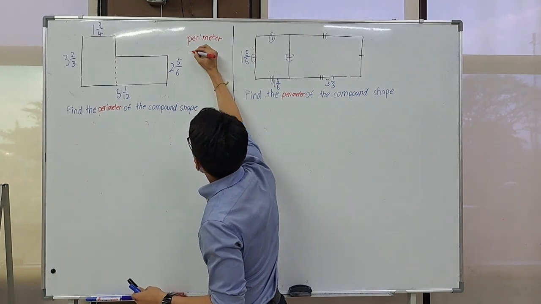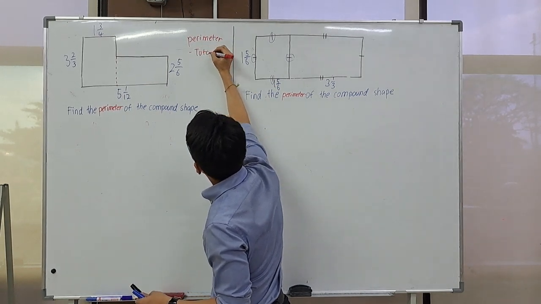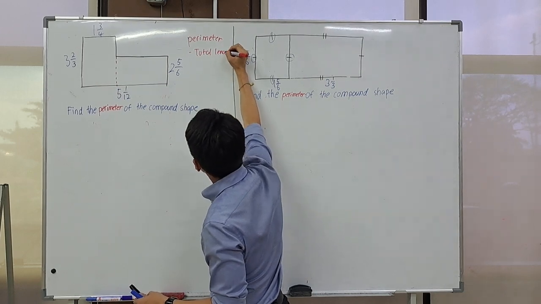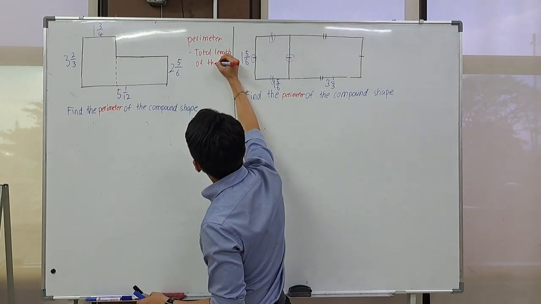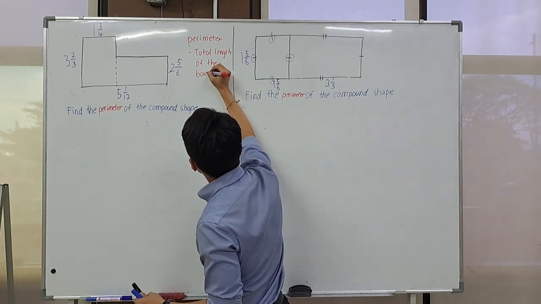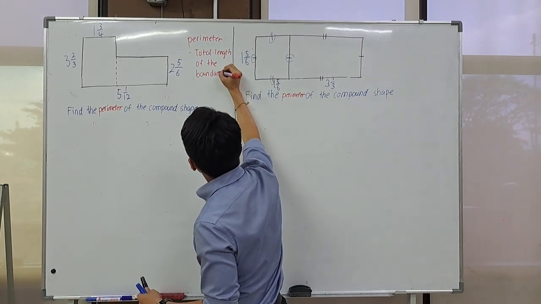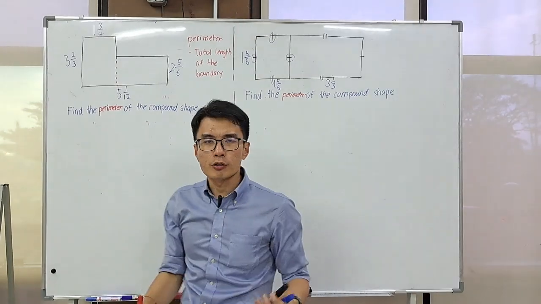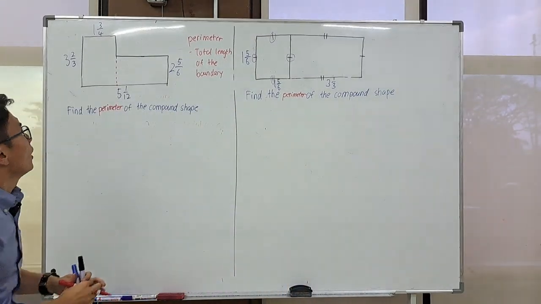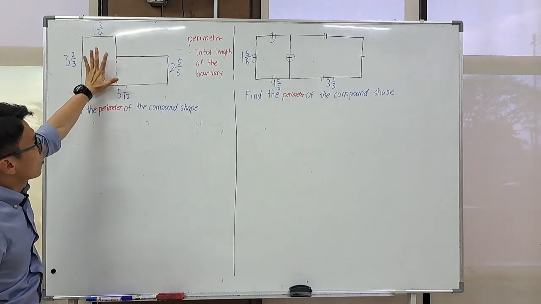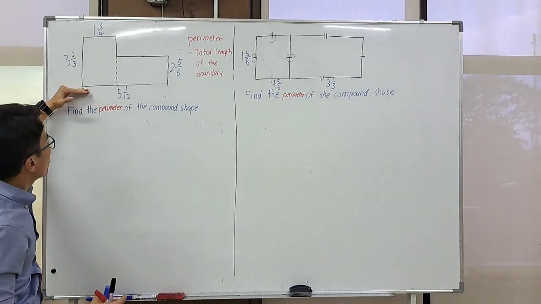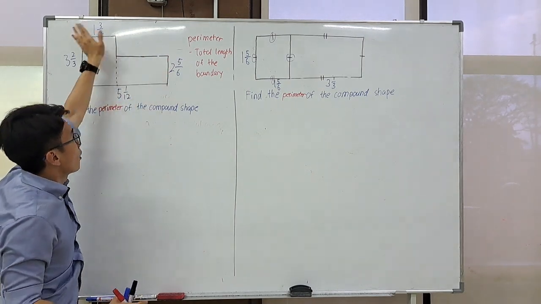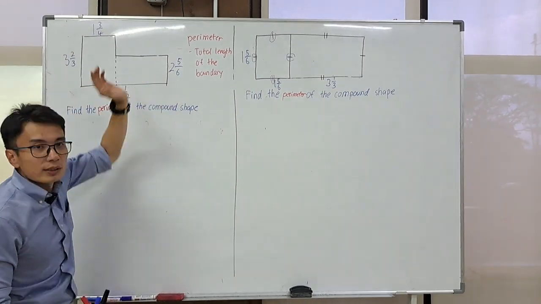is defined as the total length of the boundary. All right, the total length of the boundary. What's that? Okay, now let's take a look at this shape. When we talk about boundary, we are talking about its boundary lah. Its boundary means all the length outside.